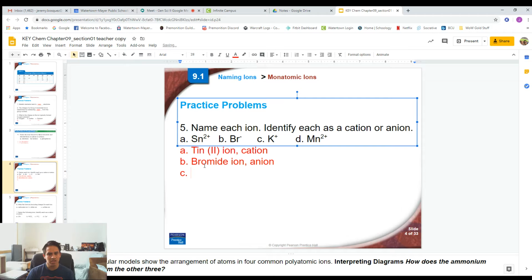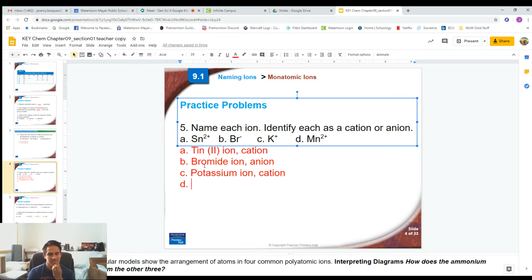Letter C, K+, that is potassium. We are just going to call this a potassium ion. Potassium is not a transition metal. It is not in the middle of the periodic table. It doesn't make more than one charge. It only makes a charge of +1, so we do not need to have a Roman numeral for it. And because it's positive, we don't need to have the "-ide" ending. That "-ide" ending is only for negative ions.